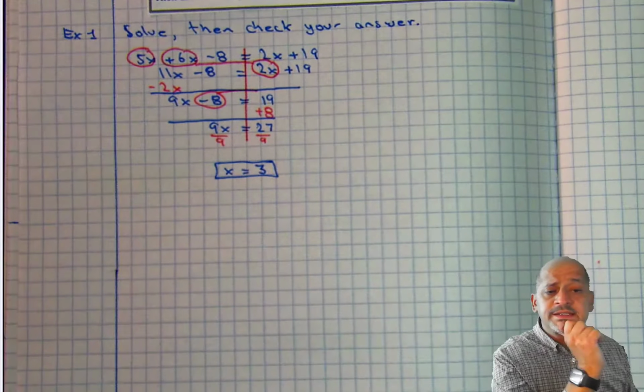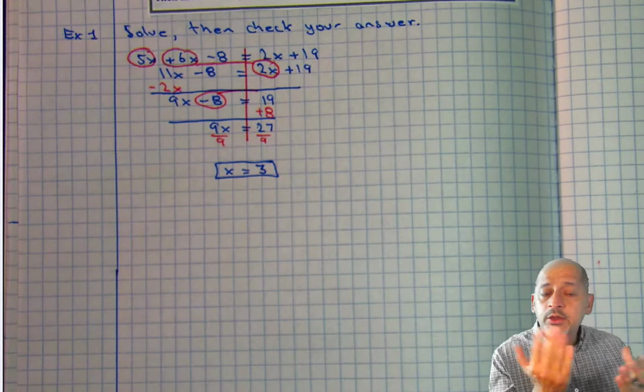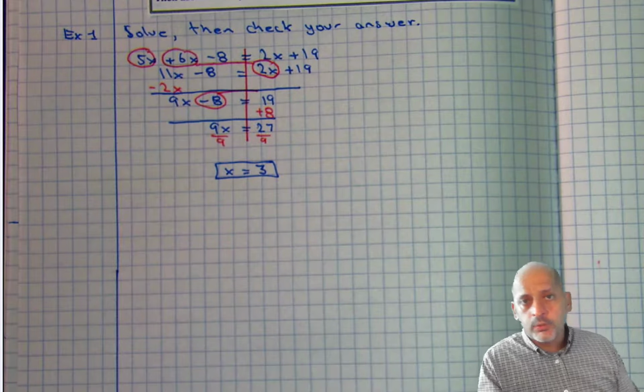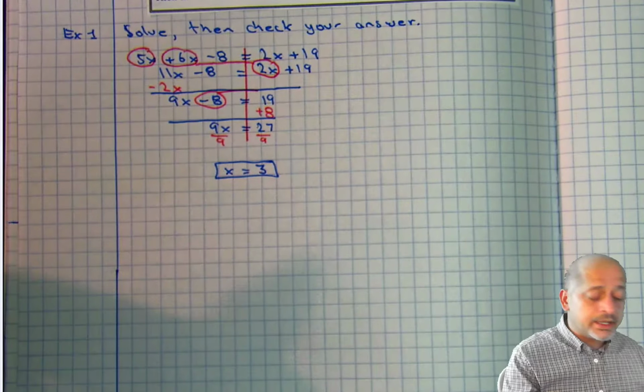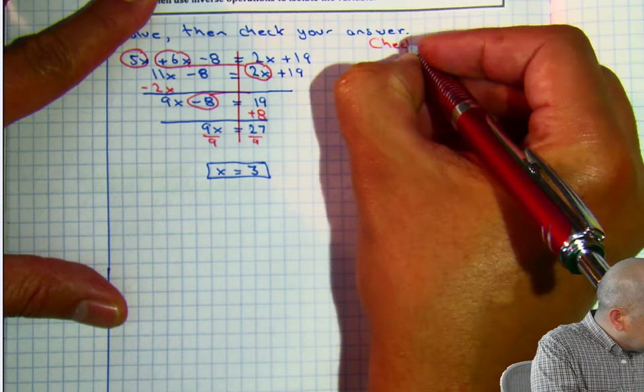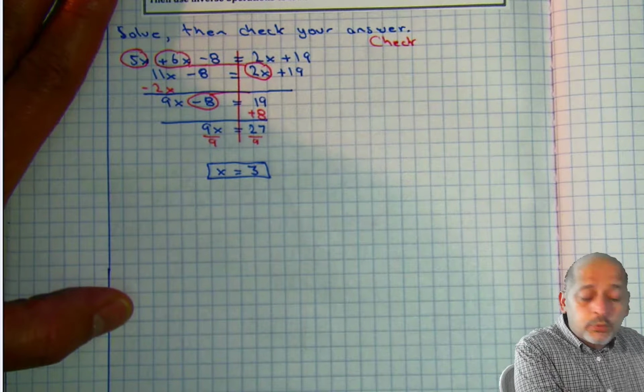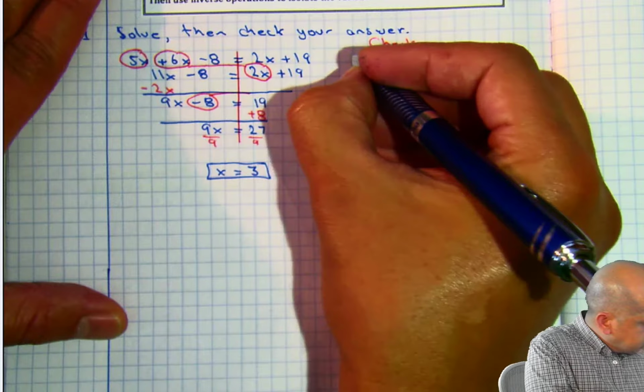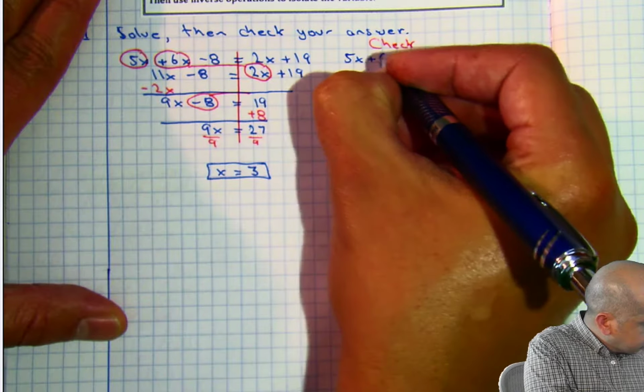So we think that's the answer. But how can I double check? Correct. We can check your answer by plugging it back in. So let's write down check. I'm going to write down my original equation. It has to be the one that you started with.